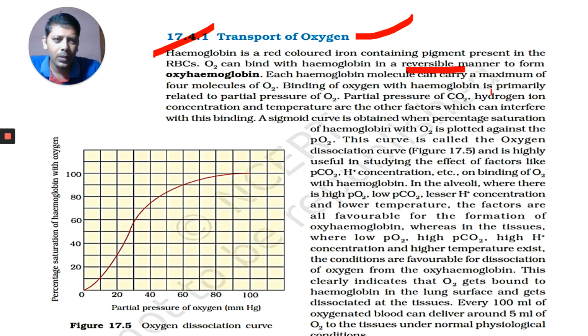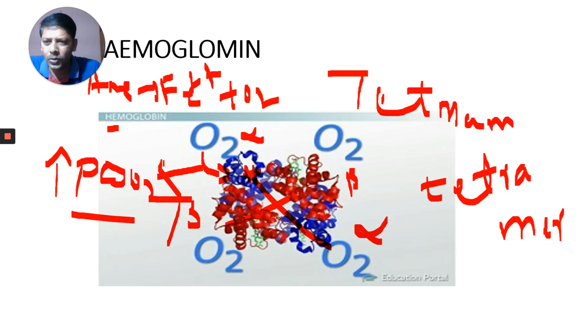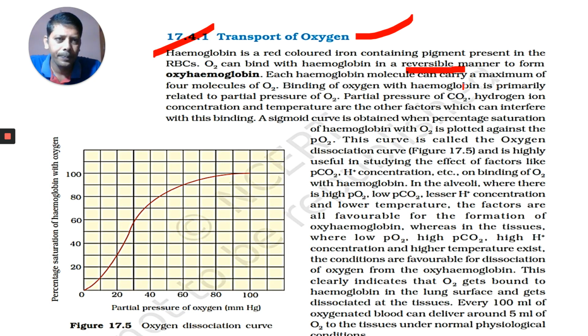The binding of oxygen with hemoglobin is primarily related to PO2, the partial pressure of oxygen. Partial pressure of CO2, hydrogen ion concentration, and temperature are the other factors which can interfere with this binding. Partial pressure of oxygen is the main factor for binding of oxygen with hemoglobin.